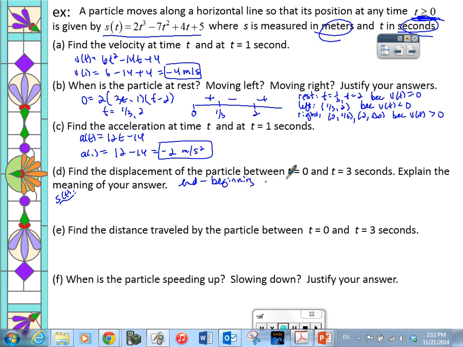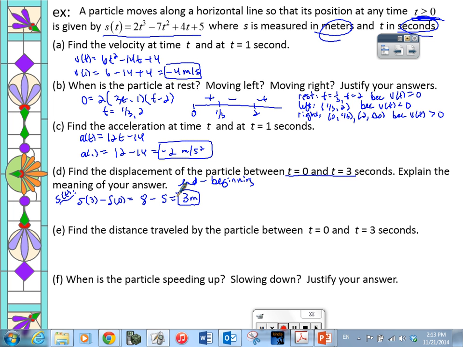And in this case, we're going from 0 to 3. So if I have the position, I would do s of 3 minus s of 0. My end position minus my beginning position. And s of 3 is 8. And s of 0 is 5. And so my displacement is 3 meters. Okay, that's it. If you have the position, you simply do end minus beginning.